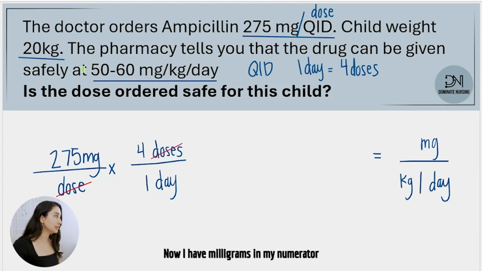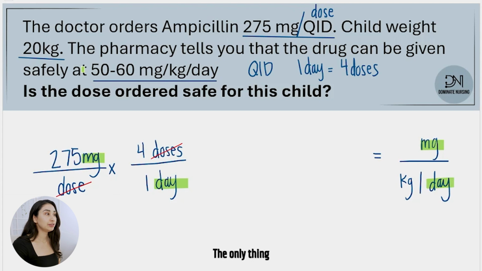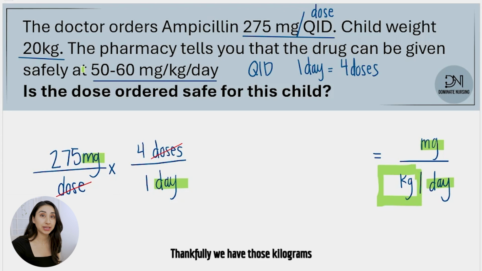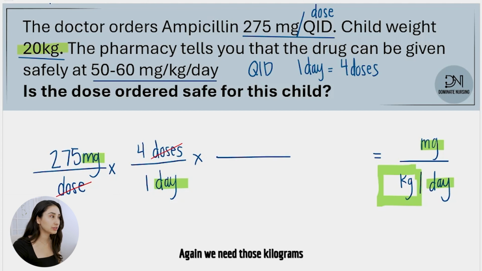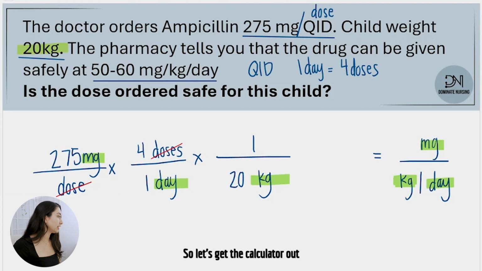Now I have milligrams in my numerator, just like I need in the answer. And I have days in my denominator, just like I need. The only thing missing now is those kilograms. Thankfully, we have those kilograms already in the question. You see 20 kilograms. That's the patient's weight. We need that. So I'm going to put those kilograms in the denominator. So 20 kilograms in my denominator. Everything is matching so far. Everything looks great. So let's get the calculator out.